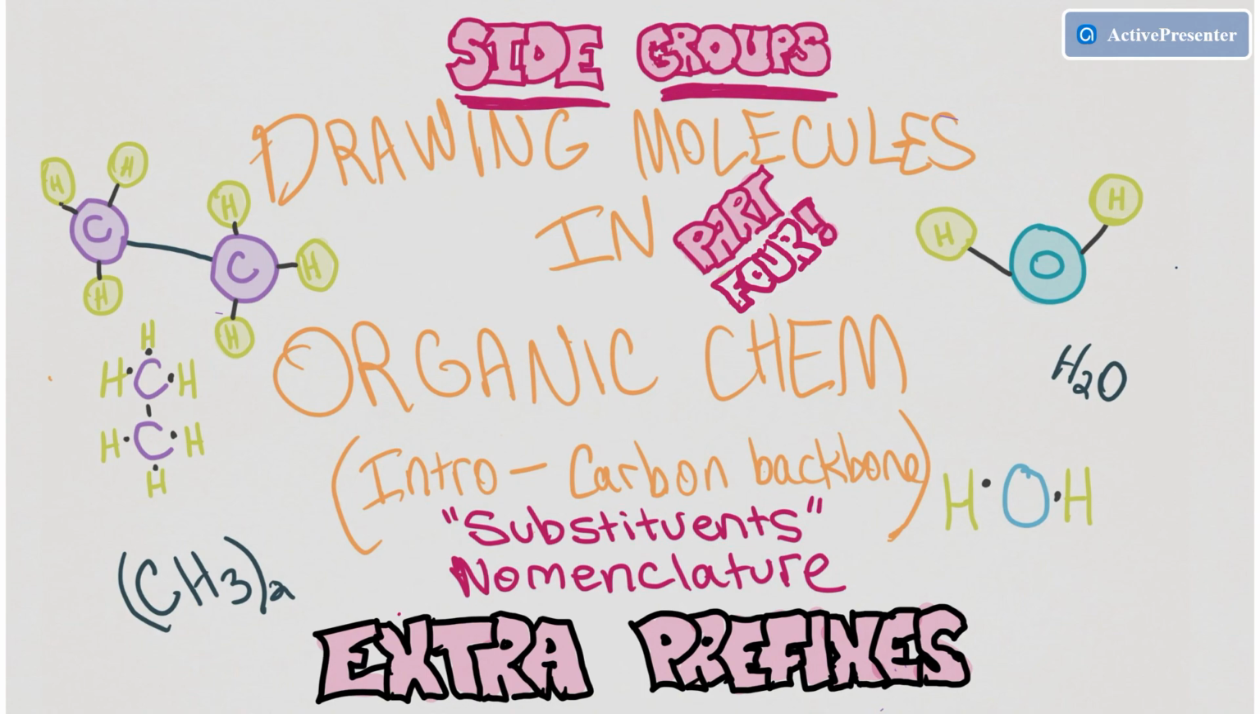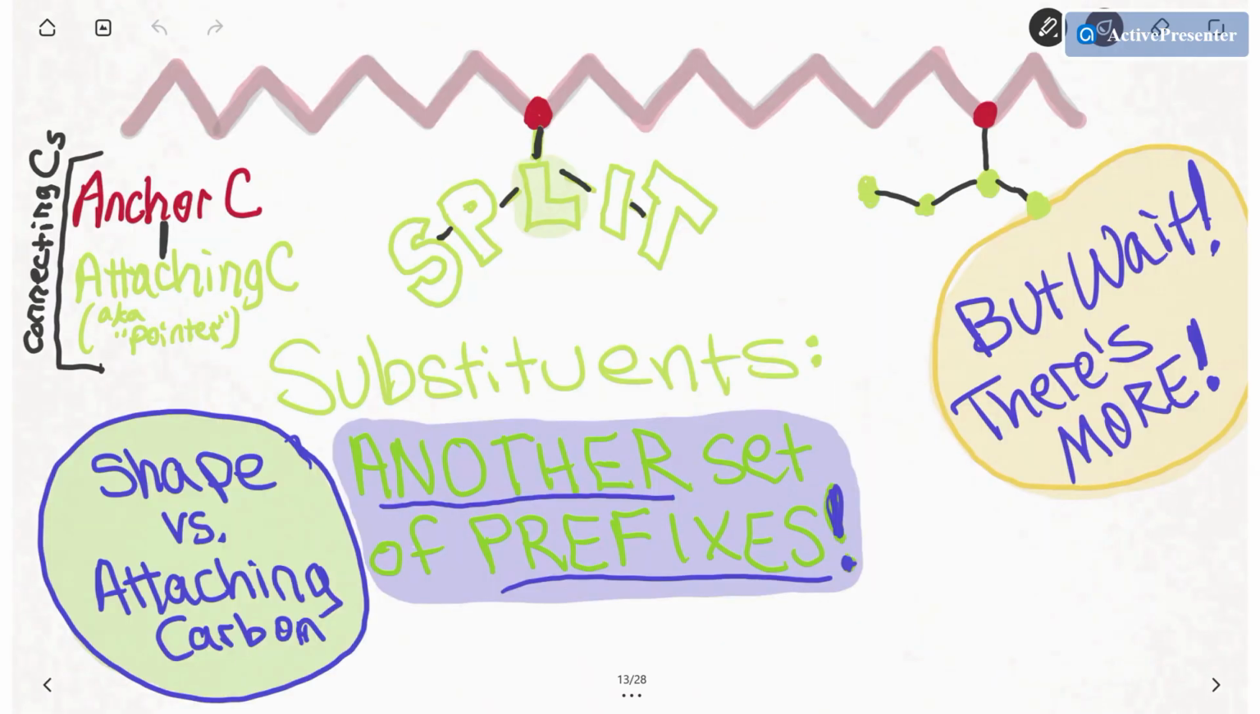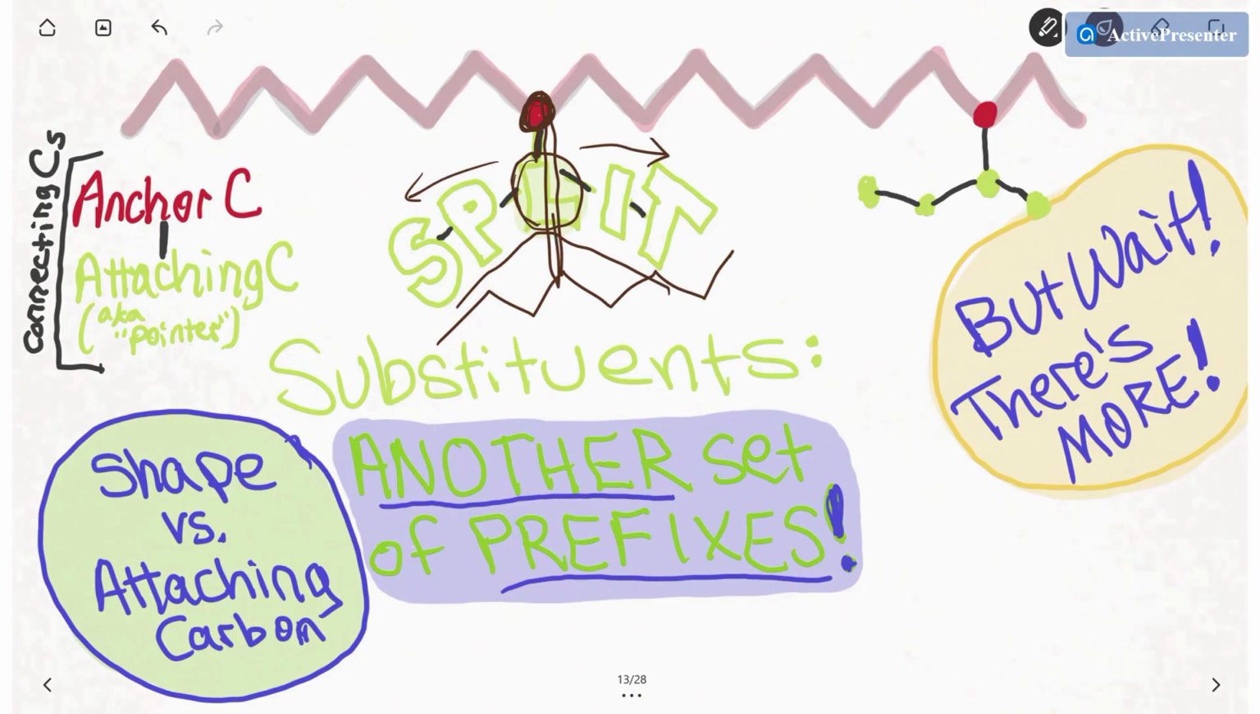Okay, so you're not finished yet. We have one more thing to go over about naming substituents. There's one more prefix that we're going to have to put in the beginning of all of those other prefixes that we've been doing. When the substituent splits off at the attachment point, some other carbons go this way, some other carbons go this way, creating its own carbon chain by itself, but at one point it's attached to this parent chain up here.